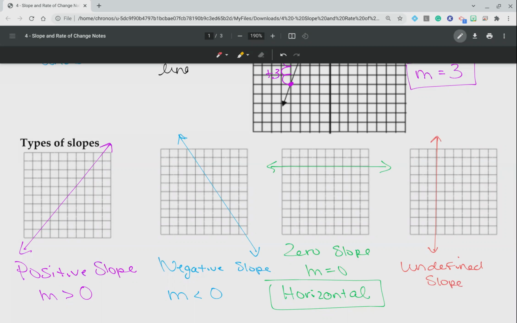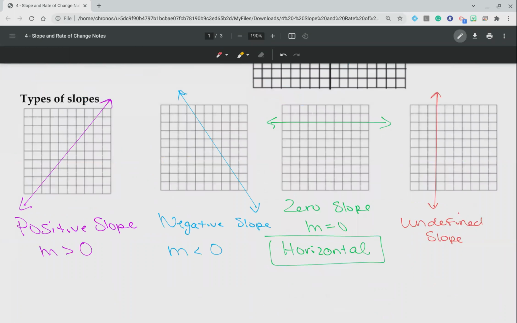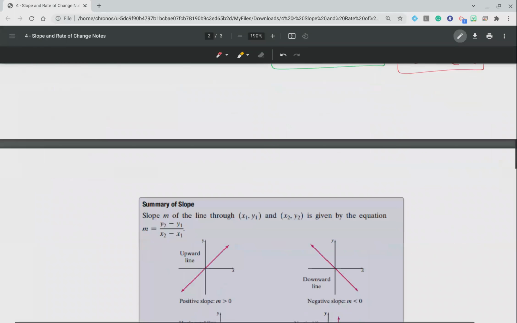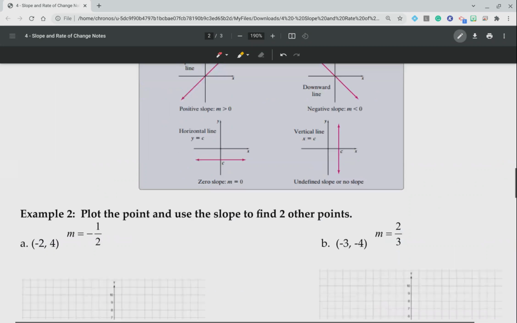All right, and like we said up here when we solved it mathematically, this is where you get something divided by 0. So this is always going to be a vertical line, just like we said before. Vertical line, undefined. All right, so those are our 4 different types of slopes. Okay, and here is just a summary of all of them as well. We have our slope formula, our positive slope, our negative slope, our 0 slope, and our undefined slope. 4 different kinds of slopes.